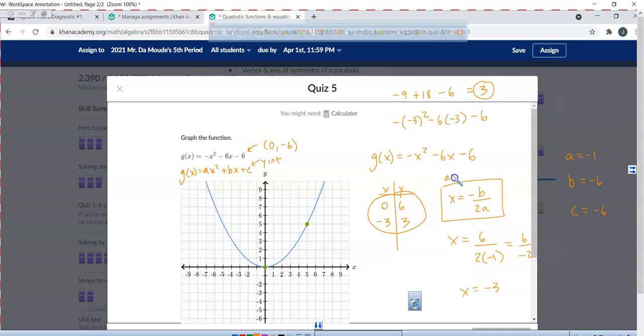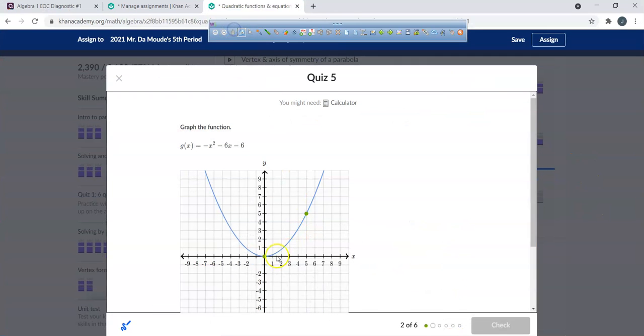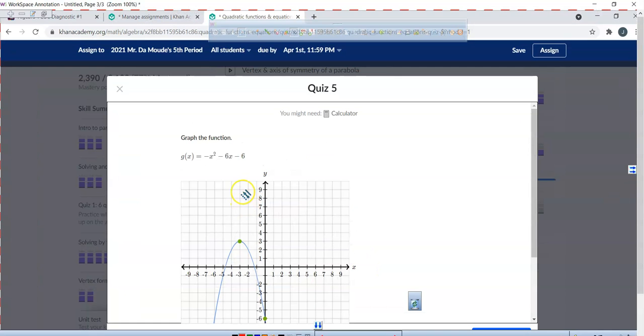So by the way, this is how you find your axis of symmetry right there. That's a nice, neat little formula. You could use negative b over 2a. So I'm going to go ahead and graph this. We're at negative 3, positive 3, and we're at 0, negative 6 right there. Now I want you to see, before I hit check, that there's that axis of symmetry at x equals negative 3.